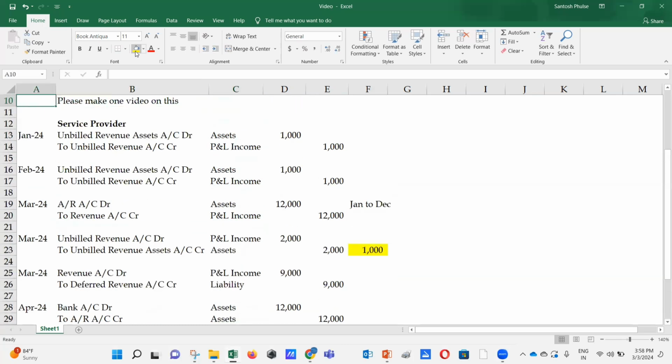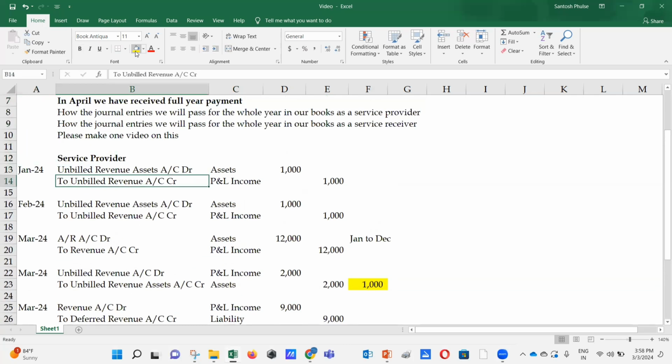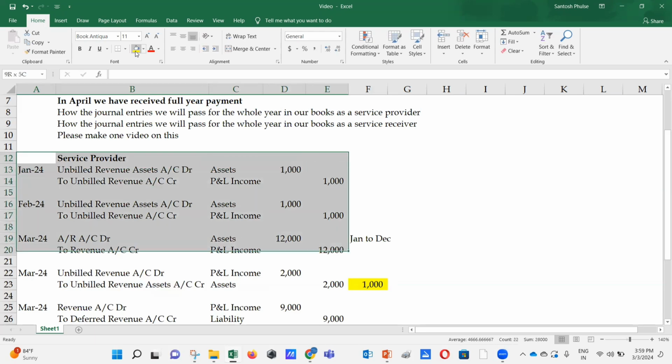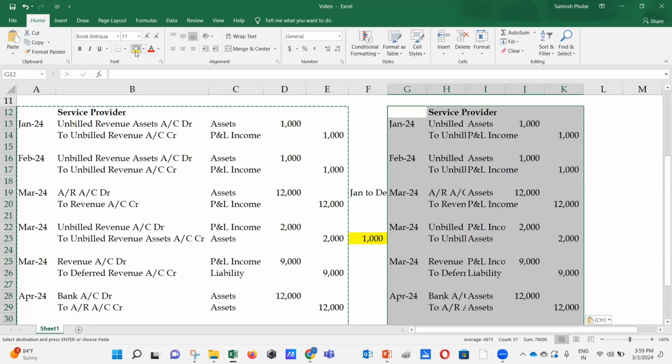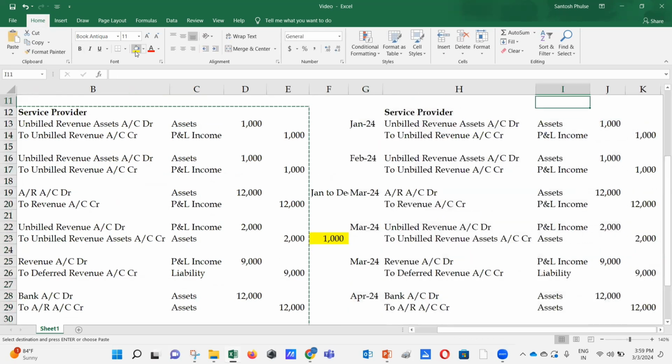So here we discussed how you are going to take the entry for unbilled revenue, how you are going to book the invoice in the systems, how you are going to do the reversal of unbilled revenue, how you are going to take the entry for deferred revenue, how you are going to take the entry for receipt from customer, and the sixth, how you are going to book the revenue from the deferred revenue. Those are the entries you have to post in the service provider's books. Now, the same we are going to discuss in the books of the service receiver.